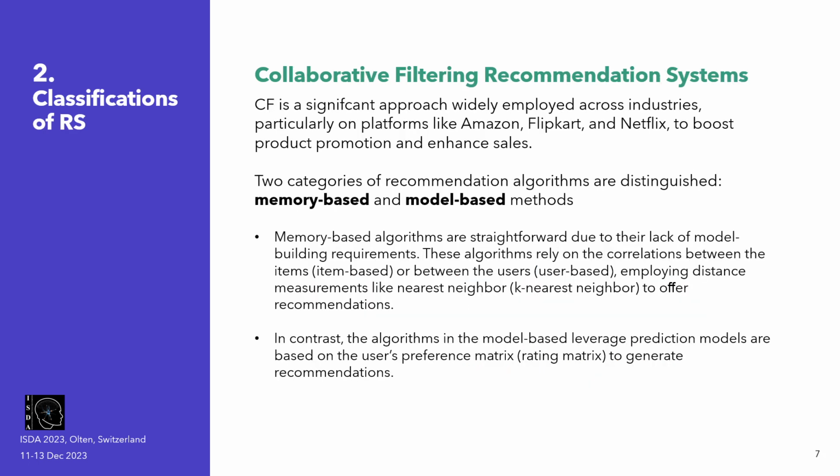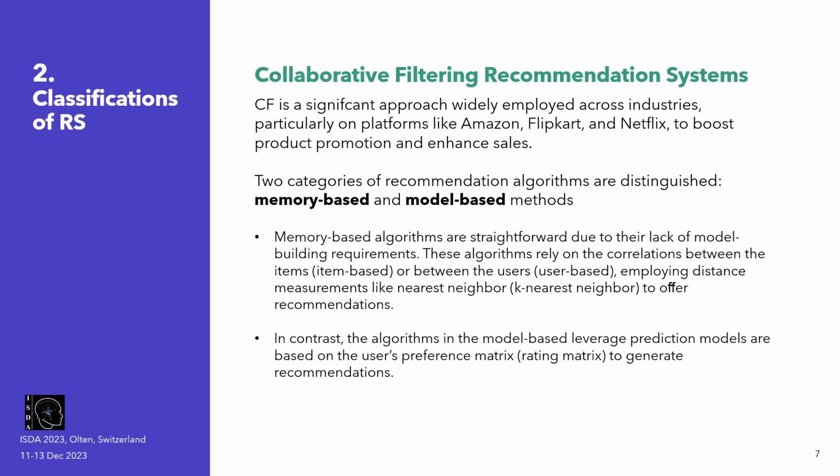The next is the collaborative filtering recommendation system. Collaborative filtering is a significant approach widely employed across industries, particularly on platforms like Amazon and Netflix. They use collaborative filtering to boost product promotion and enhance sales. There are two distinct categories of the recommendation algorithm called the memory-based and model-based methods.